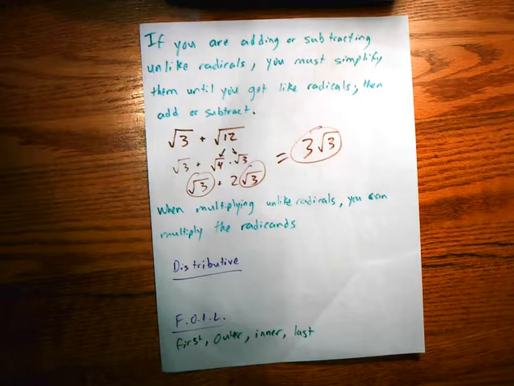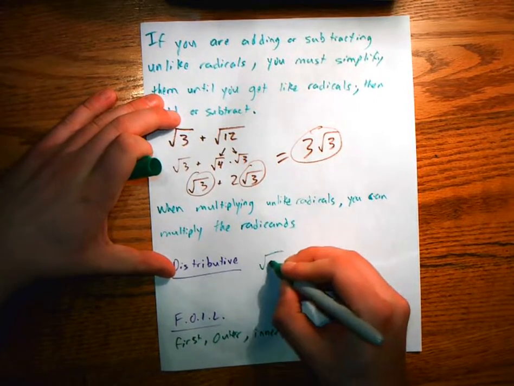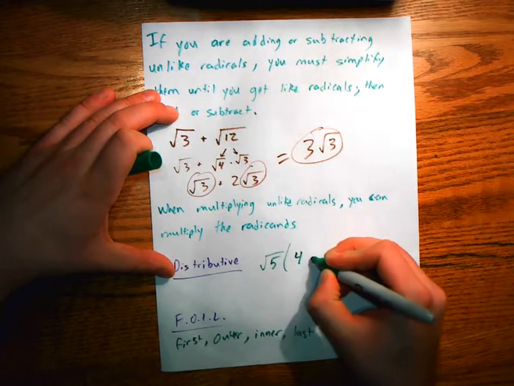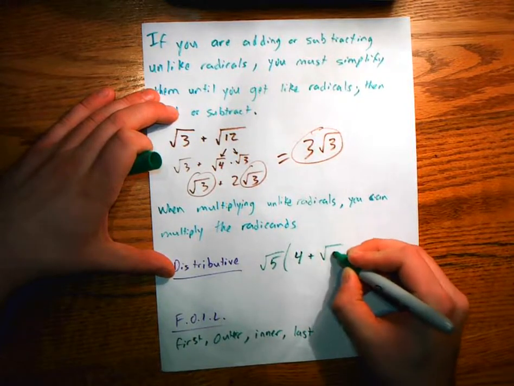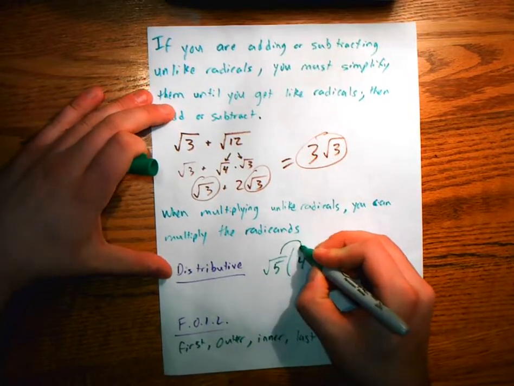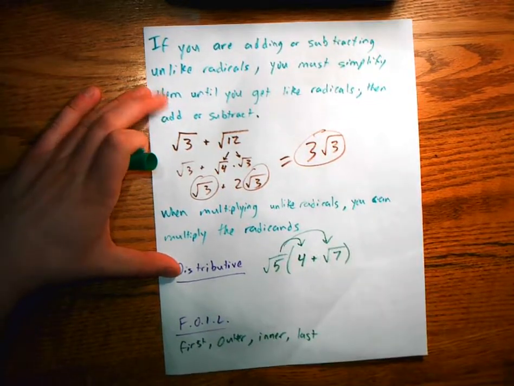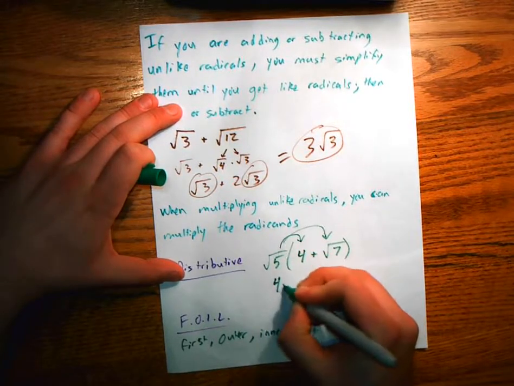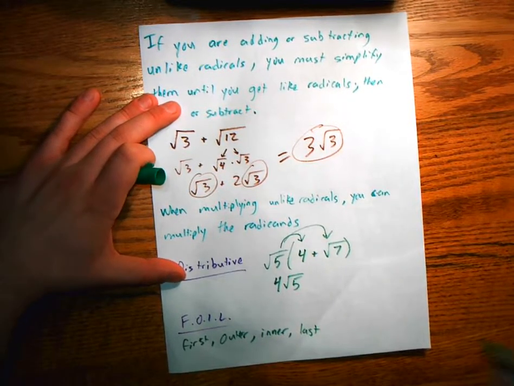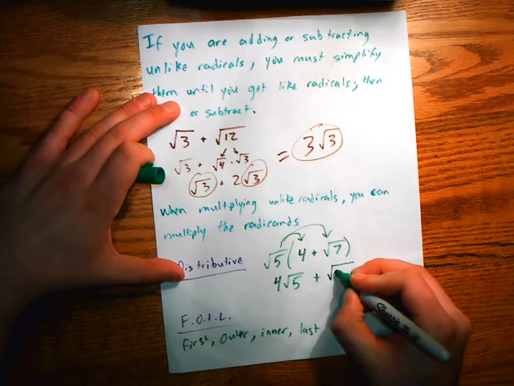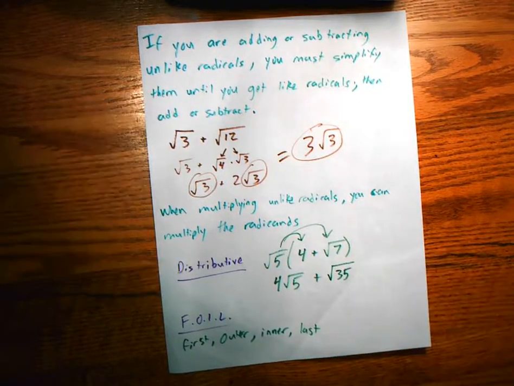So let's say if you're trying to distribute the square root of 5 times 4 plus the square root of 7, what you would do to distribute them is to take the term on the outside of the parentheses and multiply it on both terms on the inside. So square root of 5 times 4 gives you 4 times the square root of 5. And then the square root of 5 times the square root of 7, you are allowed to multiply those together on the inside.